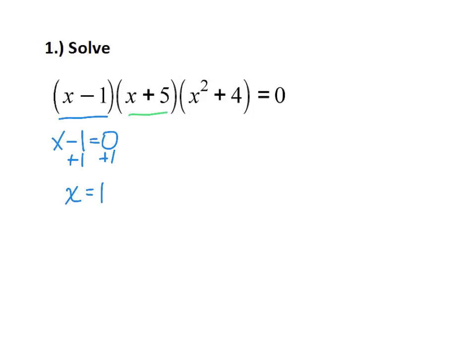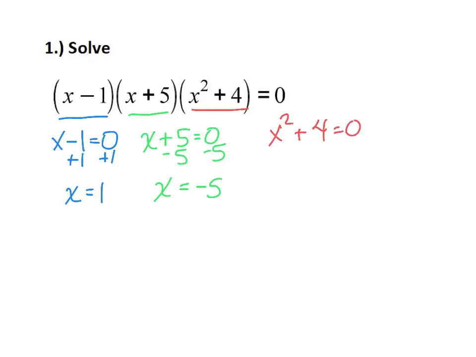All right, let's go to the next factor, x plus 5. So x plus 5 equals 0. Subtract 5 from both sides, and I get x equals negative 5. There's another solution. Let me change colors. I think I'll change to red here. Take the next factor, x squared plus 4 equals 0. I'm going to start by subtracting 4 from both sides, and I get x squared equals negative 4.